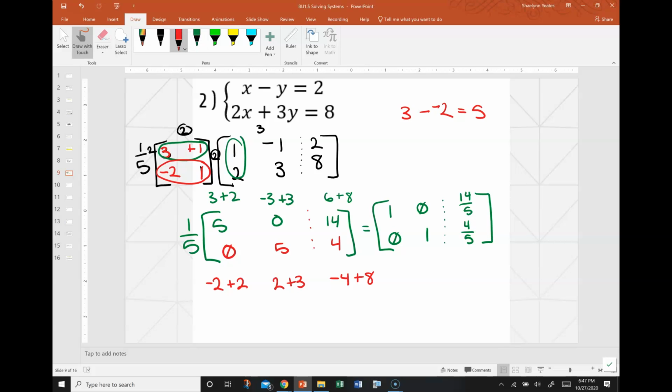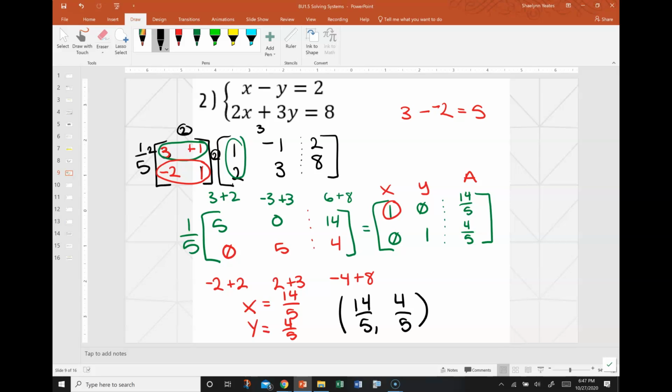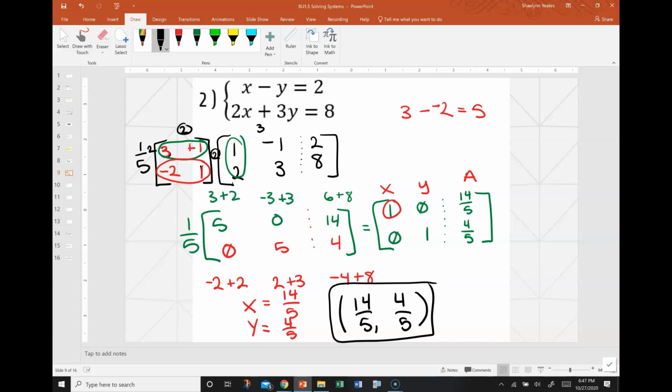Now remember, this is my x column, this is my y column, and this is my answer column. So we end up with x equals 14/5, and we end up with y equals 4/5. So then our answer would be 14/5 and 4/5. Now I promise it goes a little bit quicker when you're not thinking it through, like doing each step and talking about it the whole time.